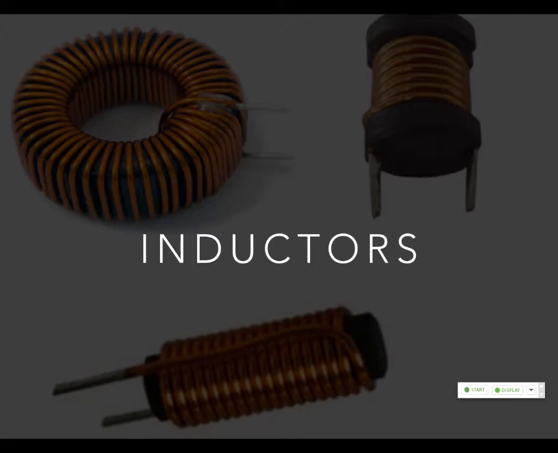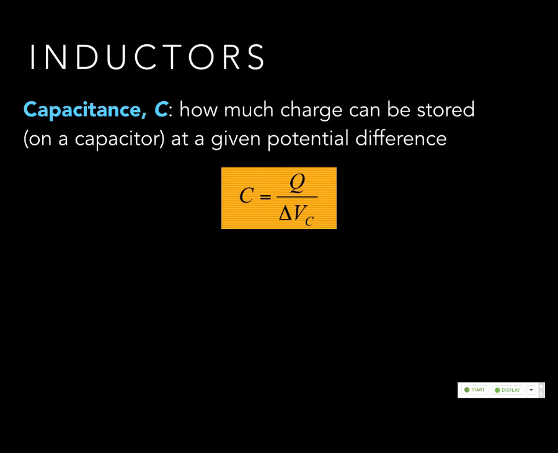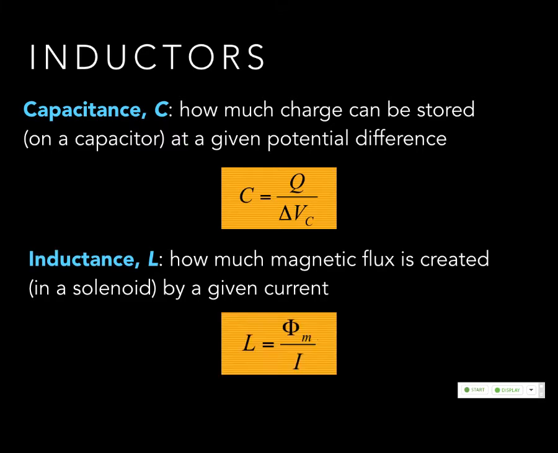Okay. So, capacitance is how much charge can be stored on a capacitor at a given potential difference. This is old news, okay? Inductance, L, and why is it an L? L for Lenz. This is not important, but just fun facts, okay? So, how much magnetic flux is created in a solenoid by a given current? Well, inductance is flux divided by current. Capacitance was charge divided by voltage. This is flux divided by current.